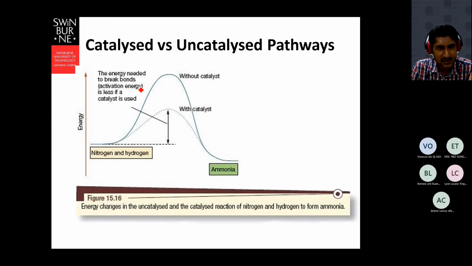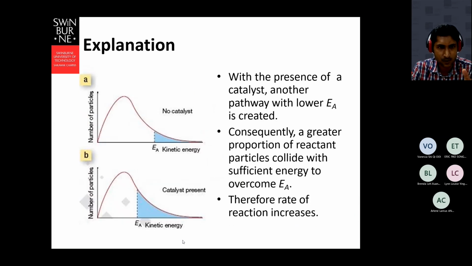Without the catalyst, the energy barrier is this high. But when we use the catalyst, the energy barrier is so low. This is the activation energy. If it was 150, let's say, it becomes 100. So we have to provide 50 kilojoules less to get that reaction done. The catalyst is revolutionary in that way.